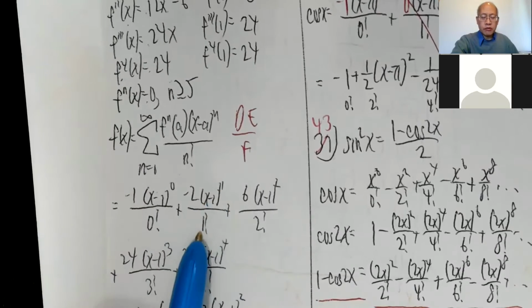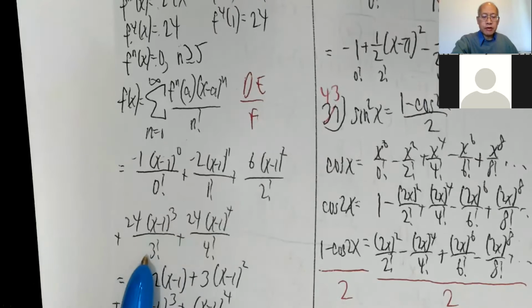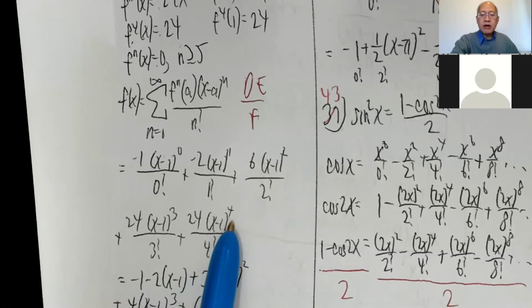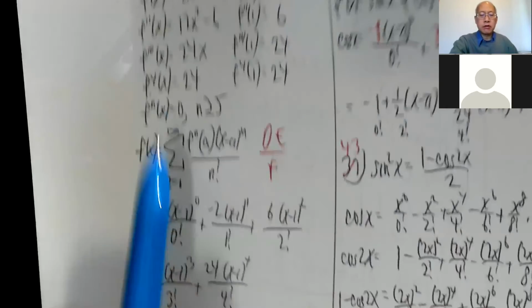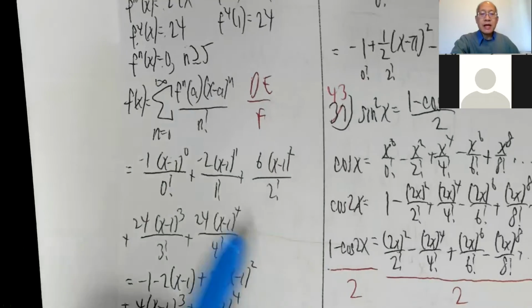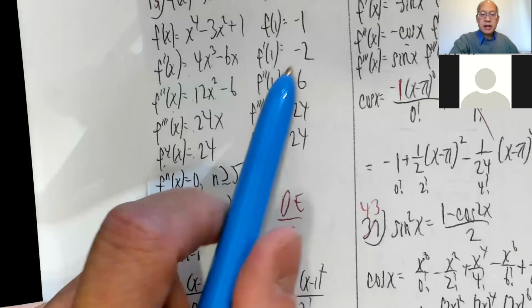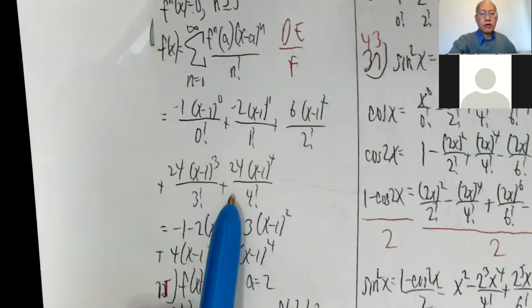x minus 1 to the 1 over 1 factorial, x minus 1 squared over 2 factorial, x minus 1 cubed over 3 factorial, x minus 1 to the 4th over 4 factorial. And I don't need plus dot, dot, dot in this particular case, because the rest are all 0. And then the derivative values. So negative 1, negative 2, 6, 24, and 24.